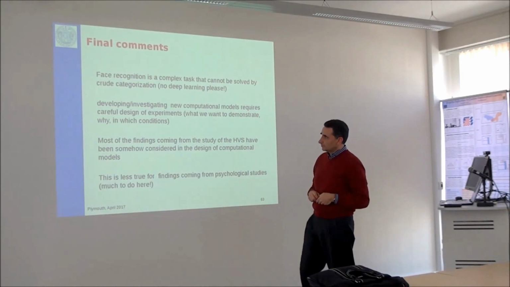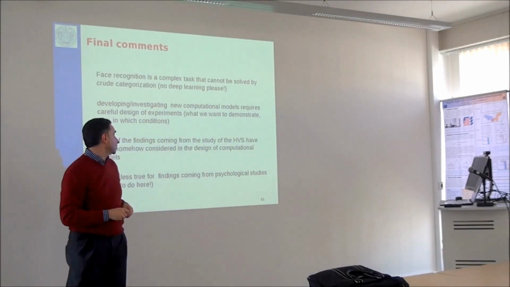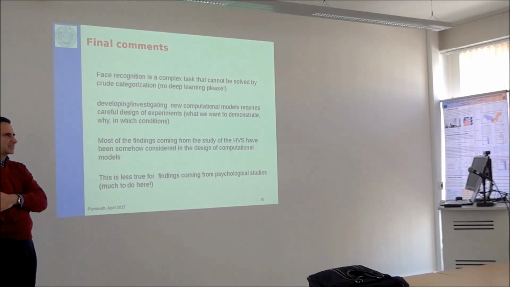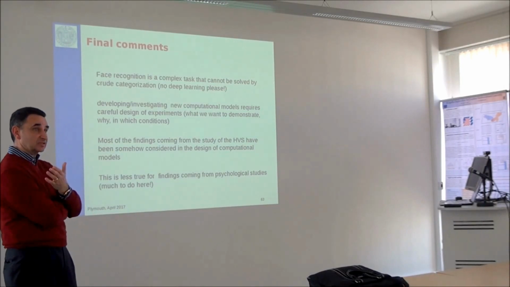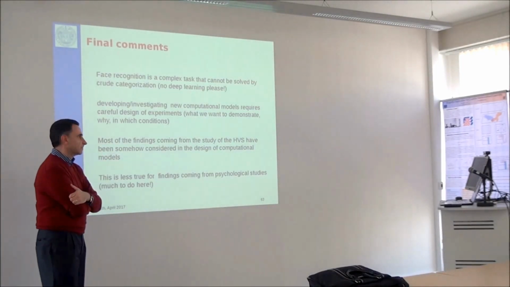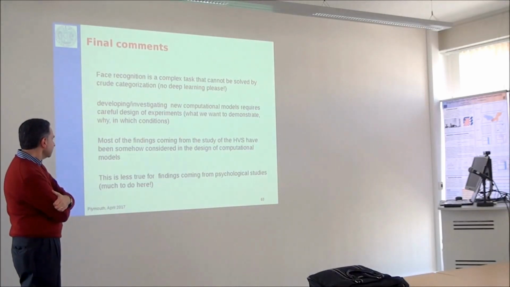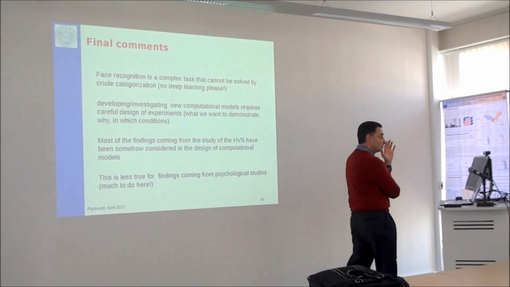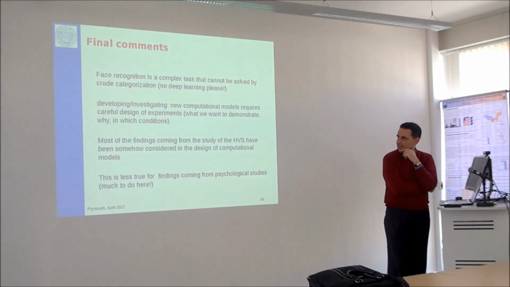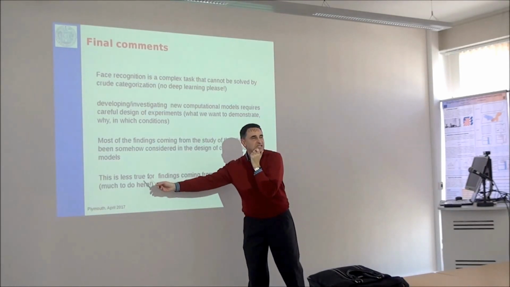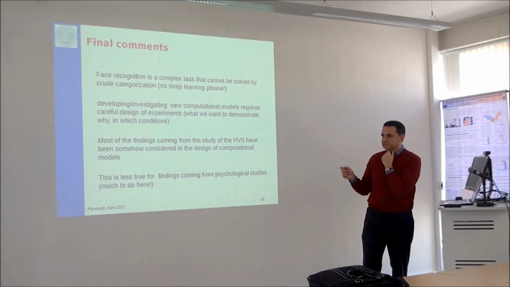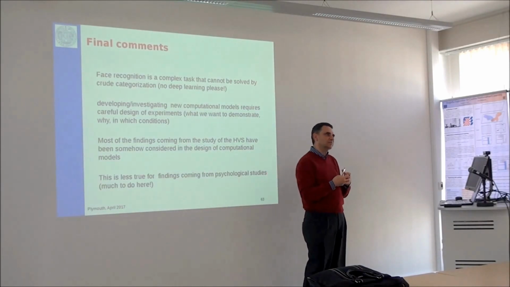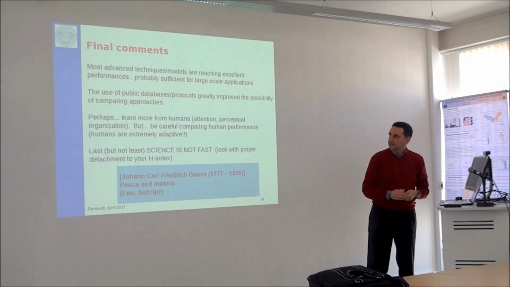And in any case, developing new computational models requires a careful design of experiments. This is the lesson we learned. It takes a lot of effort. Doing a serious experiment on that takes 6 months at least. And the other thing is that most of the findings coming from low-level studies of the human visual system have been considered, sorry. While this is less true for findings coming from the psychological area. There are results, but they are not so coherent with results from the computer scientists.